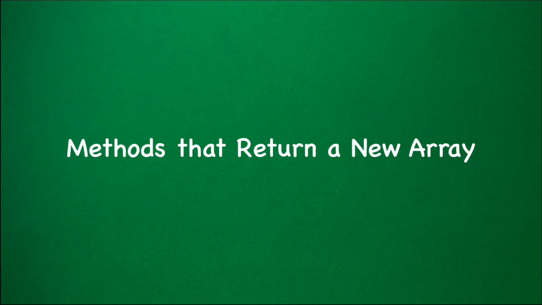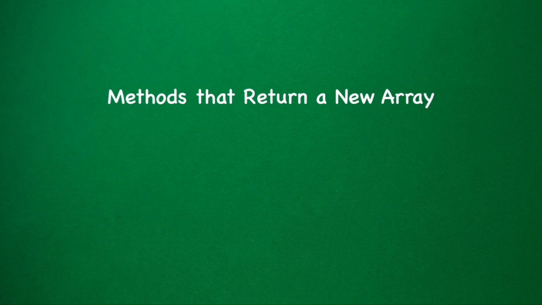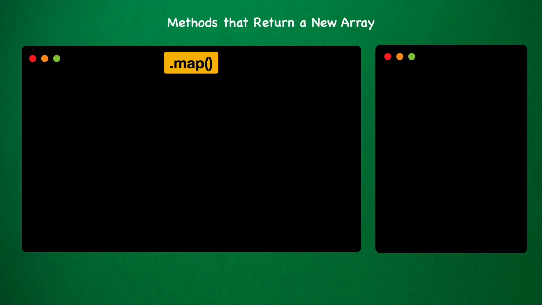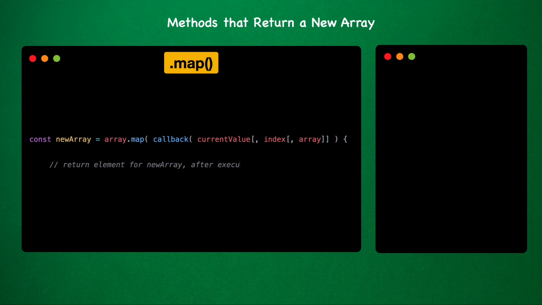First up in the methods that return a new array is the map function. Let's take a closer look at how it works. The map method is called on an array and takes a callback function as its argument. Here's the basic syntax. In this syntax, array is the original array. New array is the array that map builds as it processes each element. Callback is the function that map applies to each element of array.